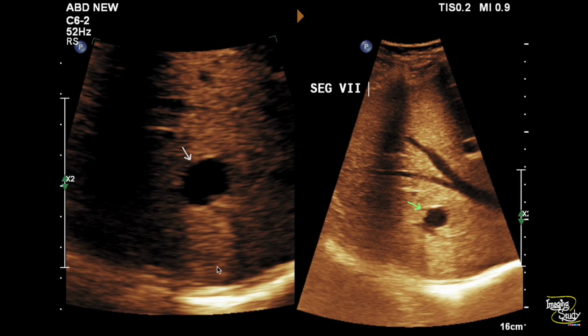Here you can see a tiny anechoic cystic structure on the right image. This is located within the right lobe of the liver. If you magnify the image and decrease the gain, you can see the outline is well visualized. This is oval in shape with a hyperechoic, very thin wall, but it is regular in outline. And at the posterior part, you can see a bright echogenic area indicating the posterior acoustic enhancement. So this is a simple hepatic cyst.